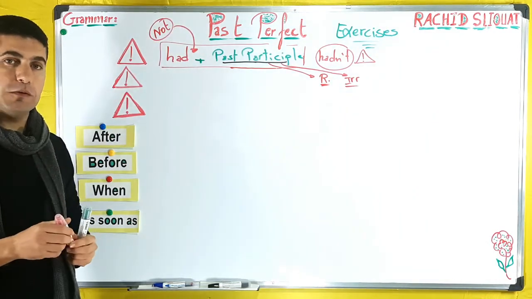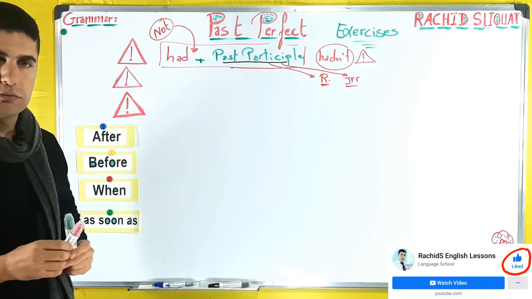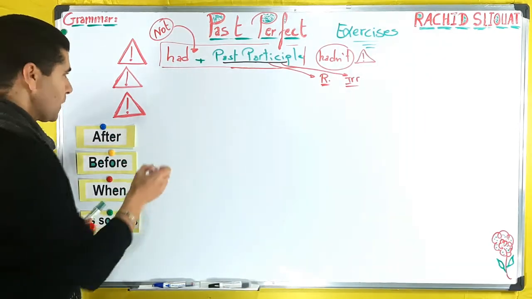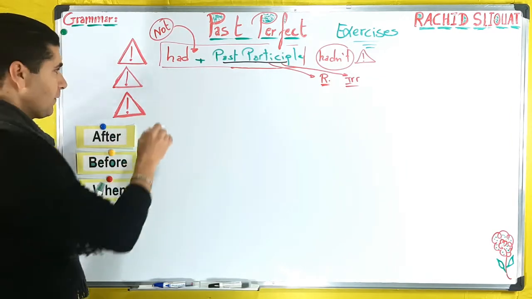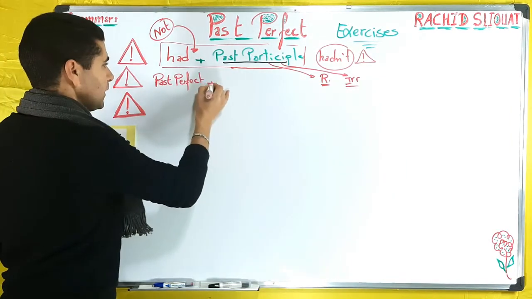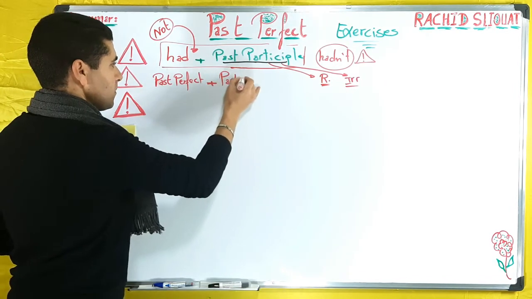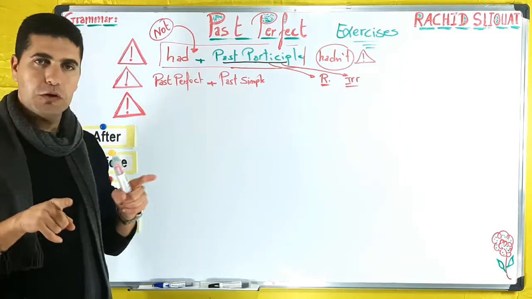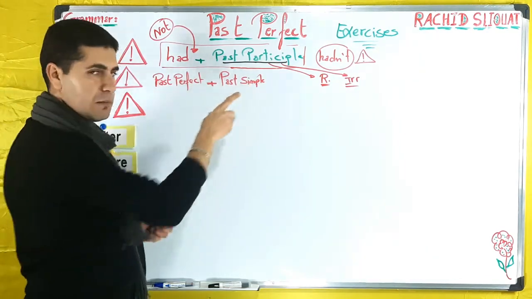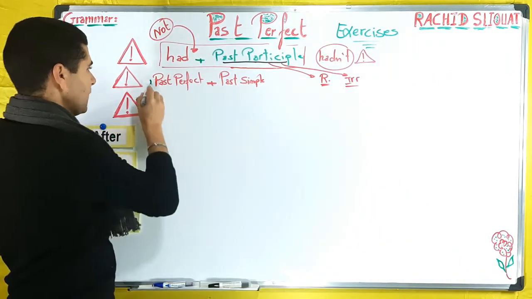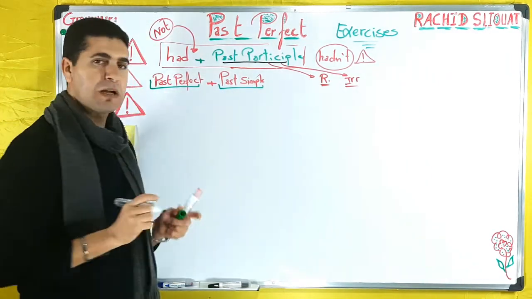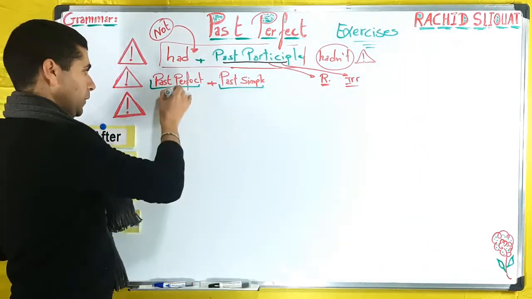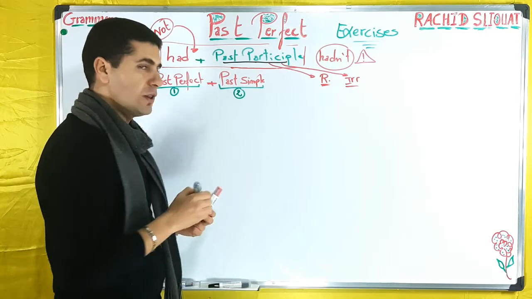Another thing, and this is also very crucial to keep in mind, is that past perfect is always used with the past simple. So in one sentence we have past perfect plus the past simple. We cannot use the past perfect alone. It is always used together with the past simple. This is very important to remember. The past perfect is for action number one and past simple for action number two.